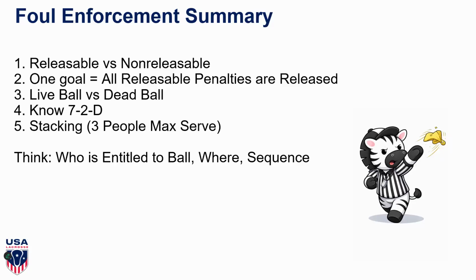On your team, right? Live ball versus dead ball. Understand when they occur, and they have some differences. We're going to, again, give you a very short refresher on 7-2D. Understand stacking, that only 3 people on one team can serve a penalty at a time. If we have 4 people in the penalty box, they have to wait until a slot is open, right? And remember, we have to figure out who's entitled to the ball, where the ball gets restarted, and we sometimes have to remember the sequence of events, which gets tough, right? We have to remember what happened first, what happened second, because in the rules, they matter a lot.